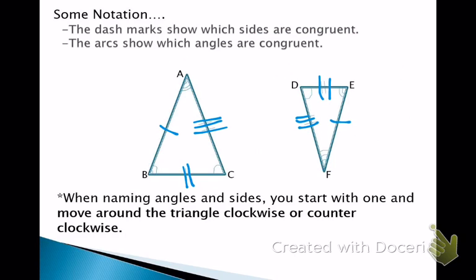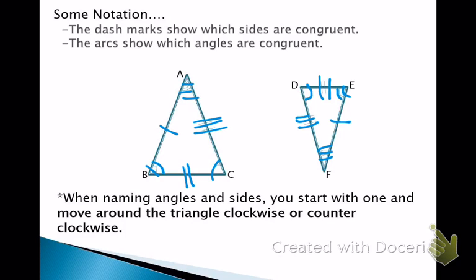Same thing with angles. The angles would have to be congruent to each other, and there would be a correspondence. Here, angle C and D are congruent. Angle B and E are congruent. And angle A and angle F are congruent. And so those are your corresponding parts.